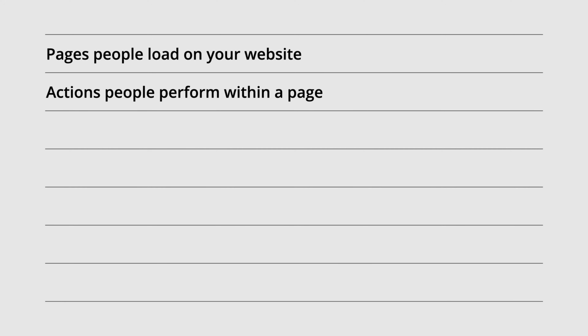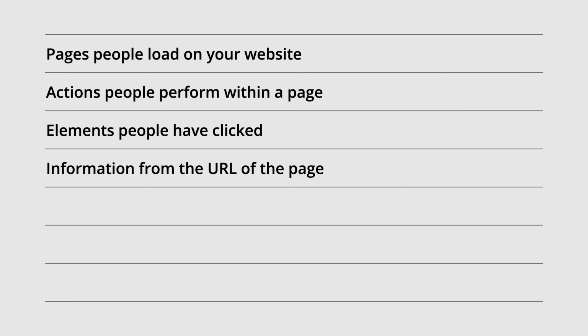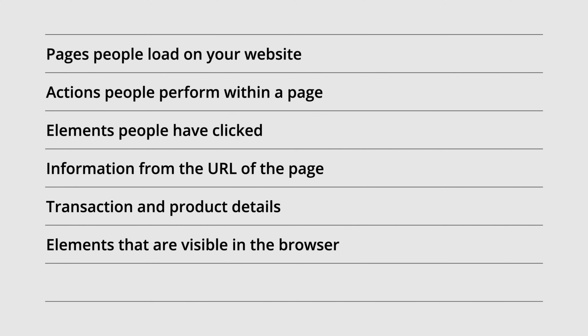Here are some examples of what we can track with events. We can track the pages people view on our website, the actions people perform within a page, the different links and elements people click, information from the URL of the page, the transactions and products people view and purchase, elements that are visible in the browser like particular promotional banners, and other details we've collected about someone on our website. Okay, so events let us track all types of things in GA4.